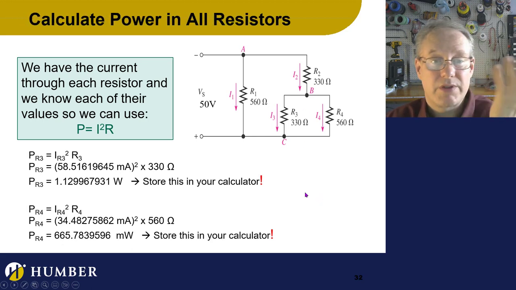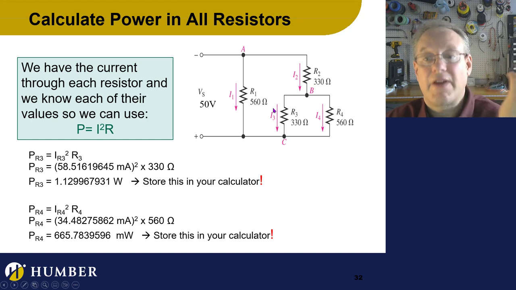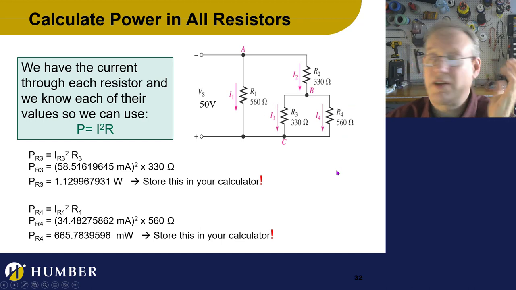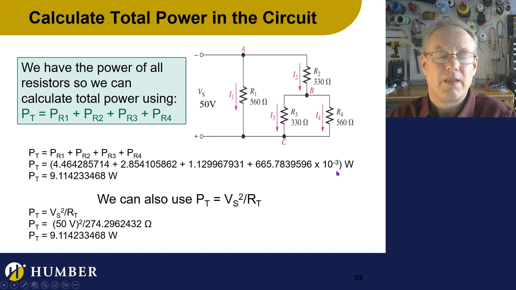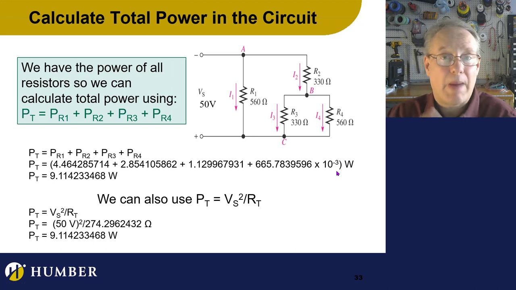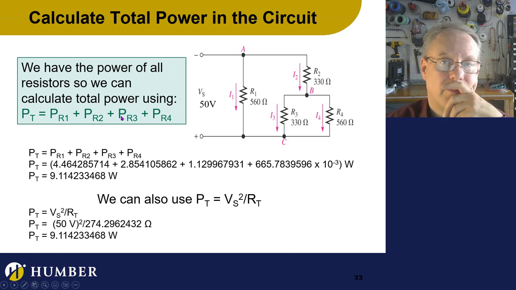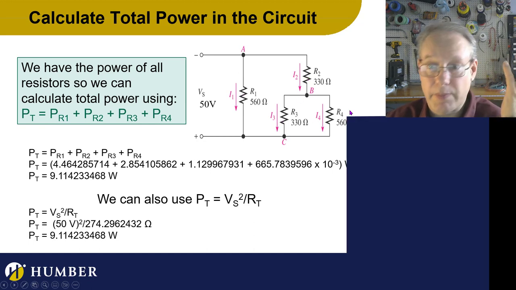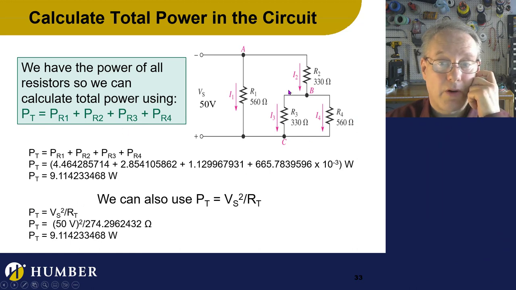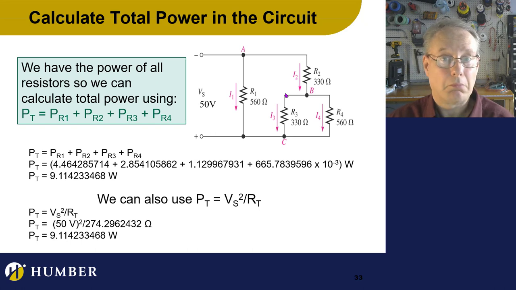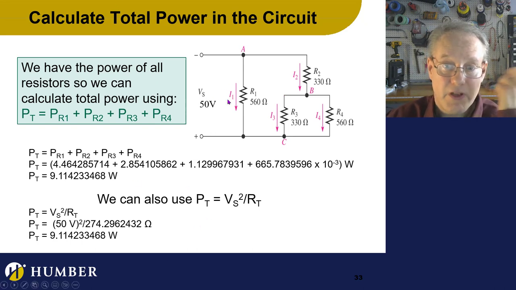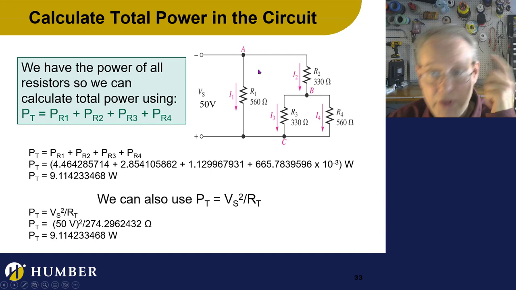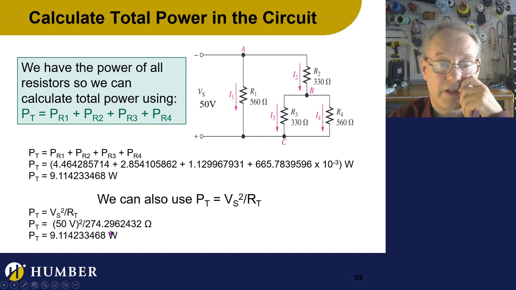Now, power in all resistors: if I knew the current through here and I knew the current through here, I could just go ahead and do that. Now that I know the power of all of these, I can just add them up. It's so cool. I calculated the power here, I can add it up, I calculated the power here, I can add it up. Now I can just add it all up, and the total power is going to be this, but I can also use V squared over RT. There you go. I can use VT, the total voltage squared over the total resistance, and that's going to give me power. It's really, really cool.